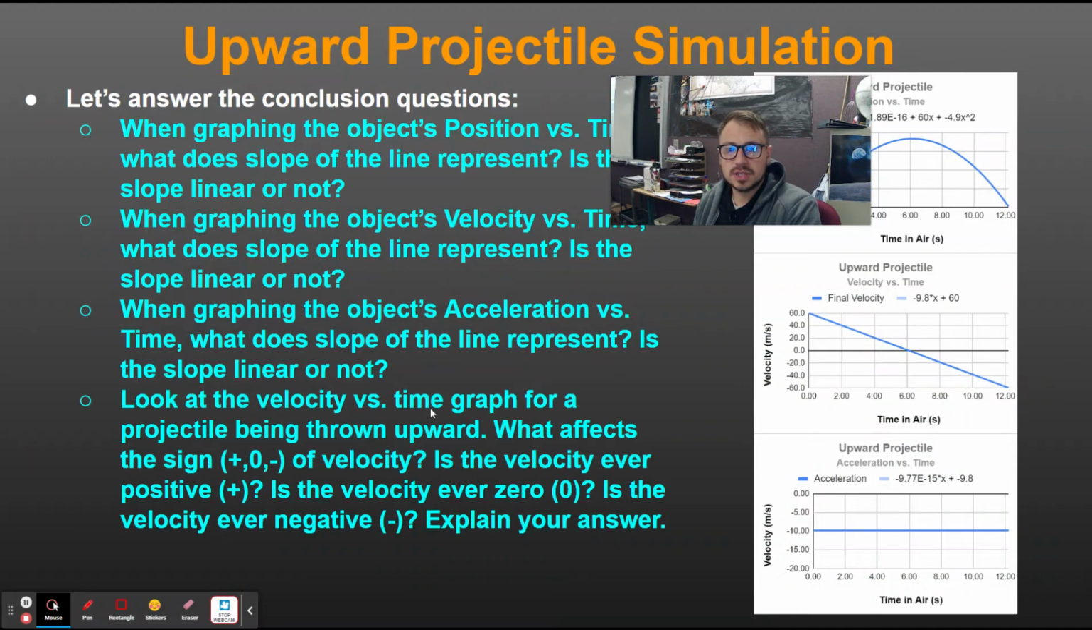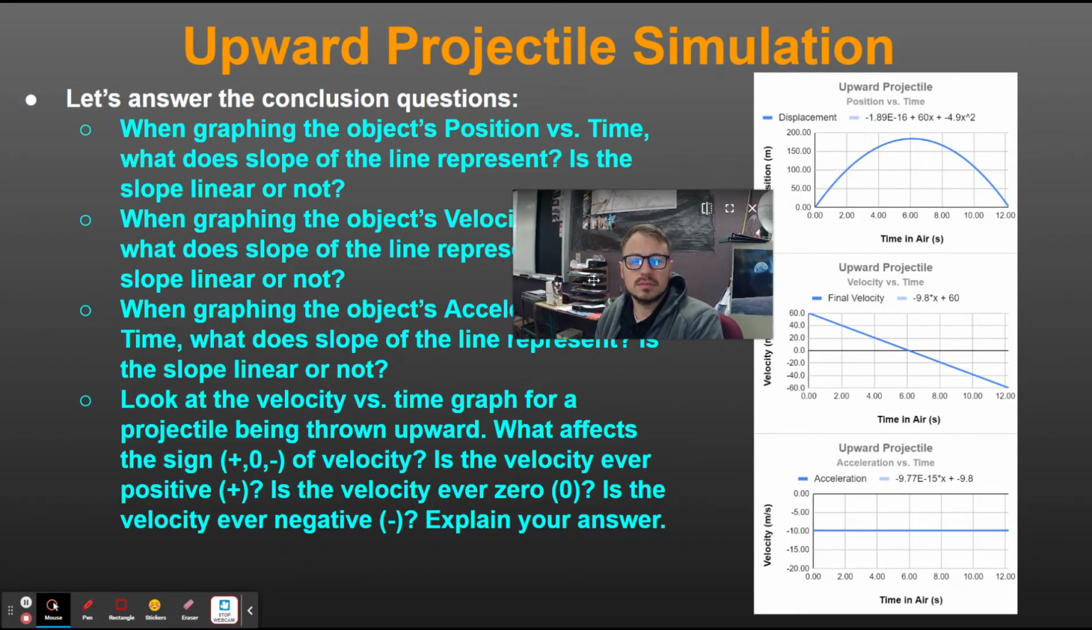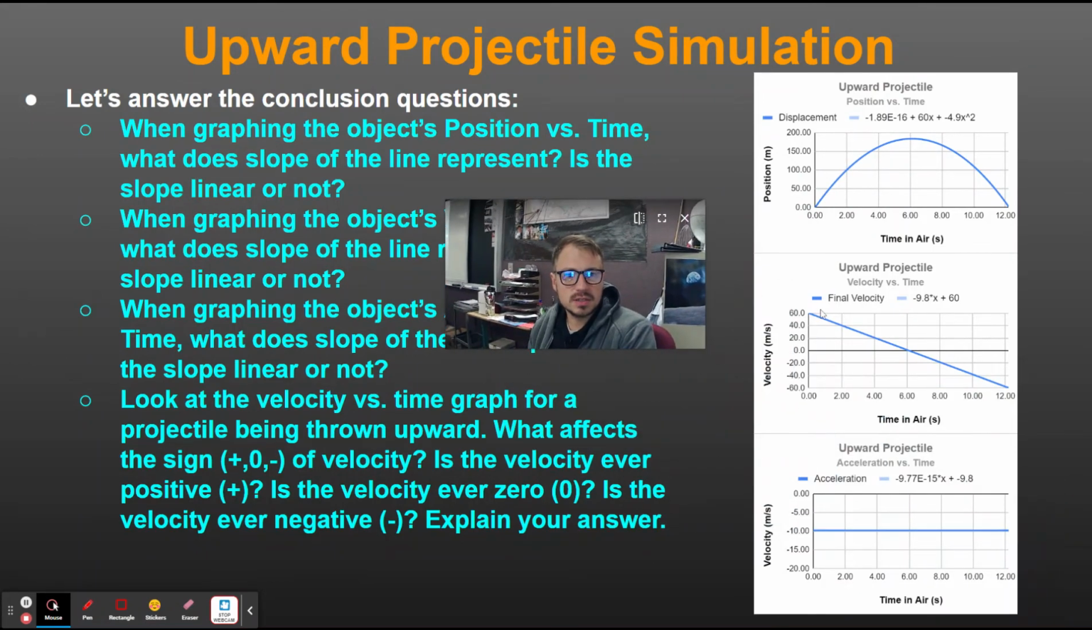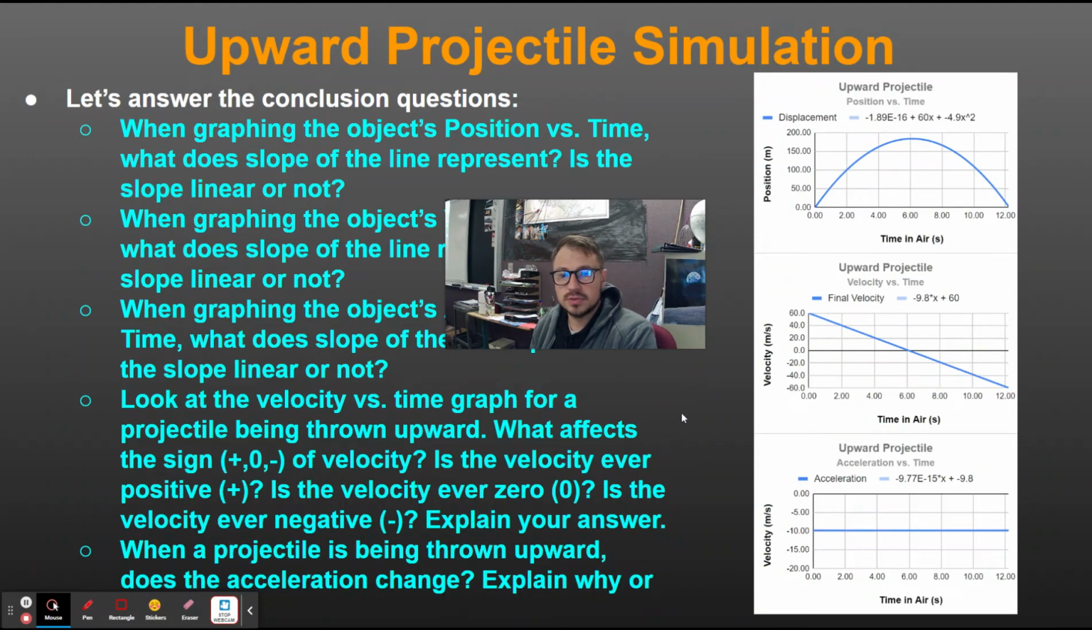And look at the velocity versus time graph. So this part was just asking which part of the velocity graph, this middle graph, is when the velocity is positive, when it's 0, when is it negative. The velocity is going to be positive as it's moving upward. The velocity is going to be 0 as it reaches the peak, and it's going to be negative as it moves down.